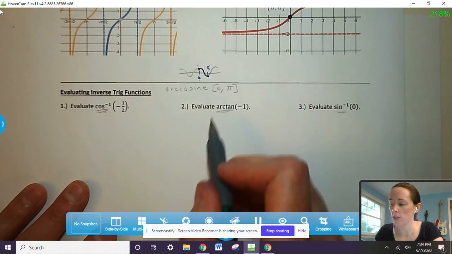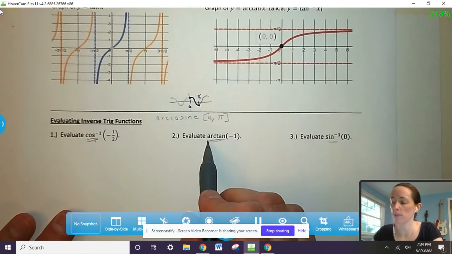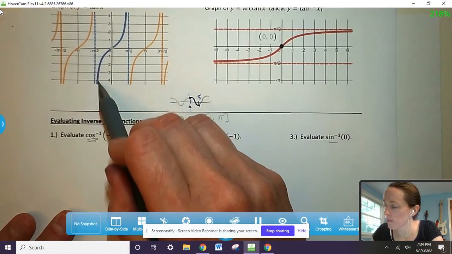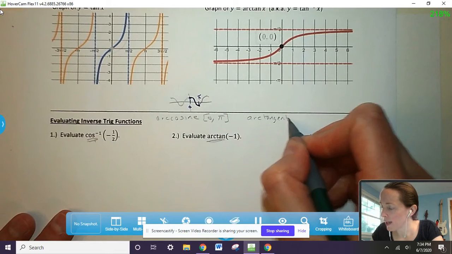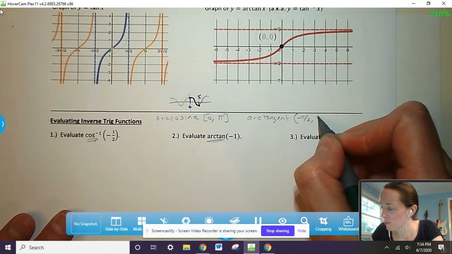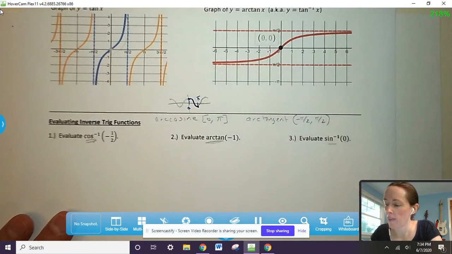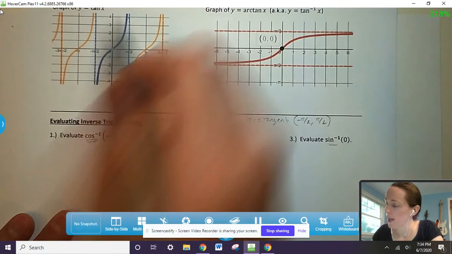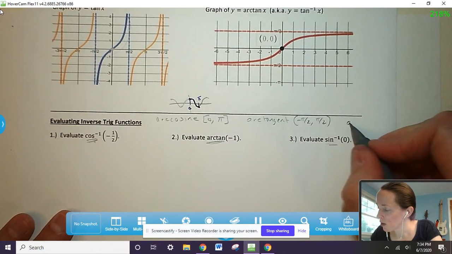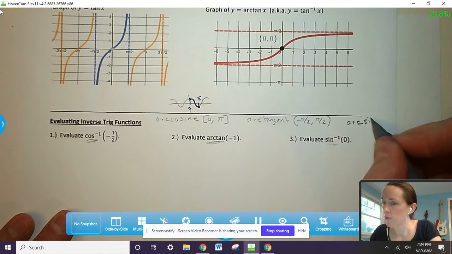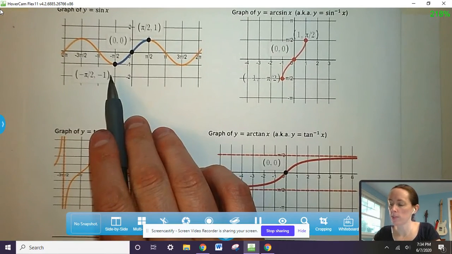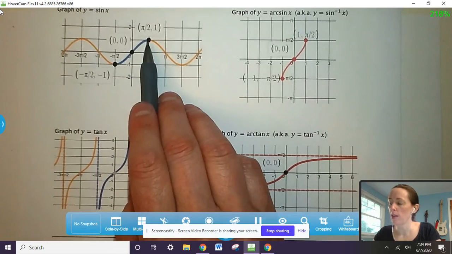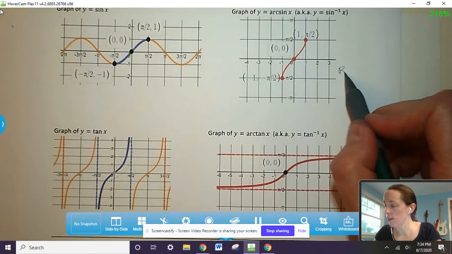Because for arctangent, think about what the restricted domain was. This blue part had a restricted domain of negative pi over 2 to positive pi over 2. And that's just that blue part there. And then for inverse sine, arc sine, if we go back to the original sine graph, look what the restricted domain was. It was negative pi over 2 to positive pi over 2. That became the range for the inverse.